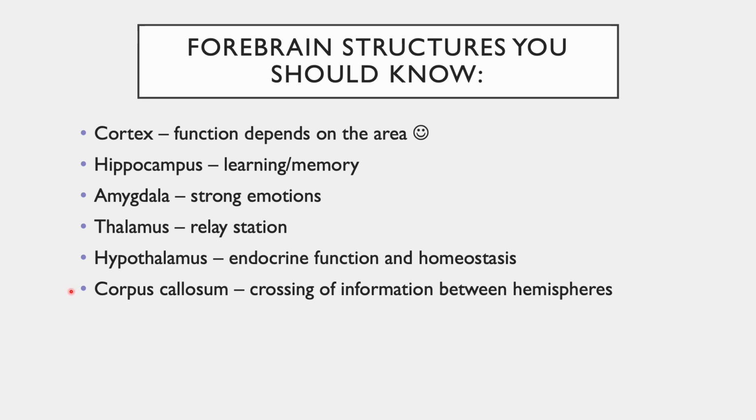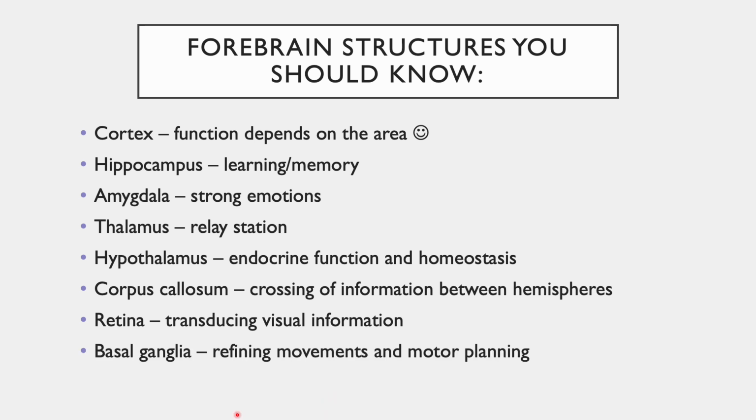Also, the corpus callosum, which is this large commissure or bundle of axons that allows information to cross from each hemisphere to the next. The retina, which plays an important role in transducing our visual information in our eye. And the basal ganglia. The basal ganglia is a super important structure that helps us refine our motor movements and our motor planning. Basal ganglia injuries and neurological diseases that are associated with injury to the basal ganglia include Tourette's syndrome and Huntington's disease.